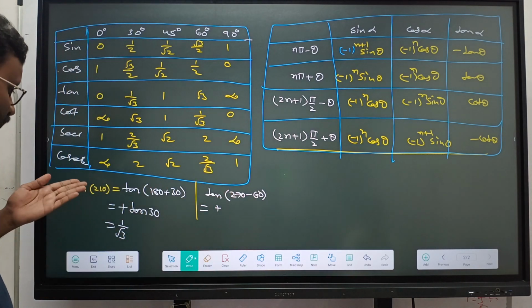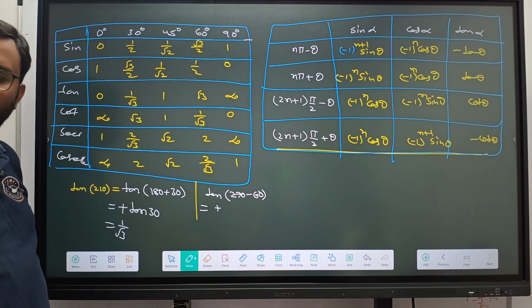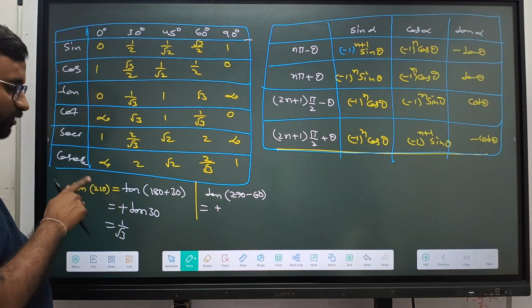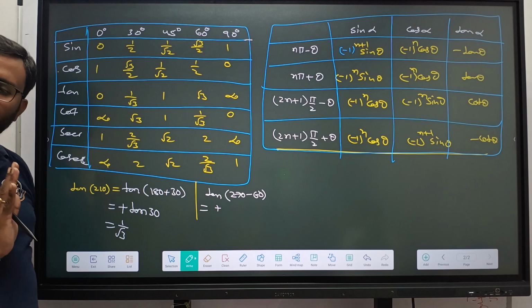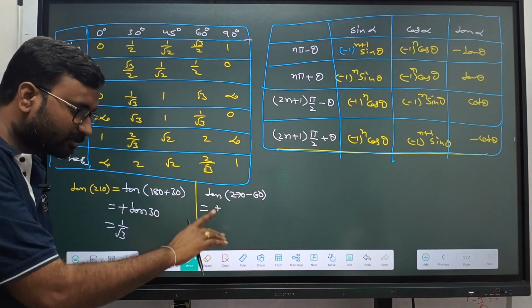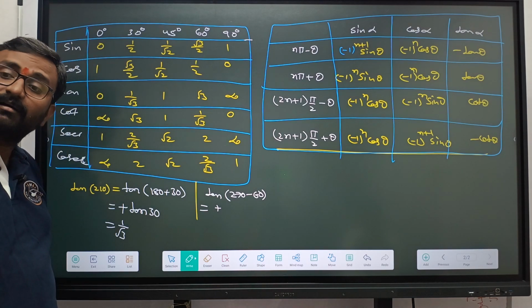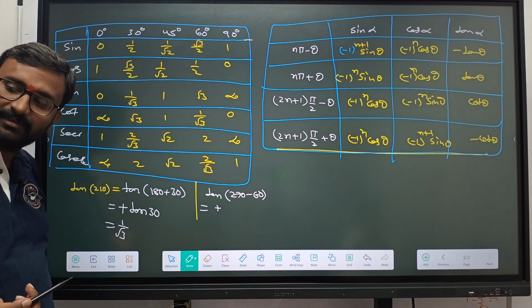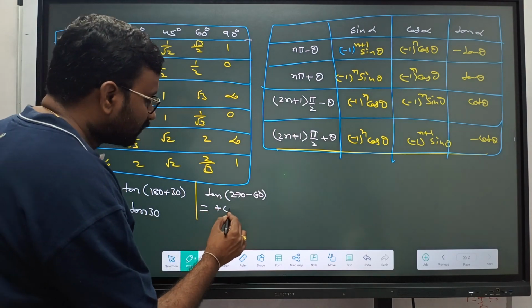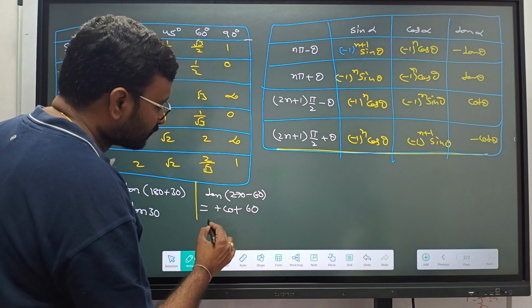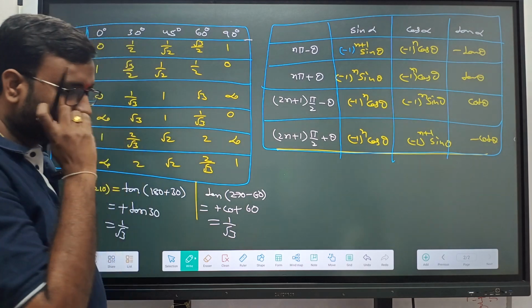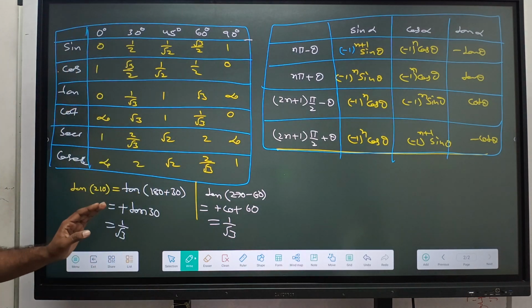270 minus 180 plus both are 210, which is third quadrant only, na? Okay, you can see this one. 210, which quadrant? Third quadrant. In third quadrant, tan positive. Here also tan positive. But 270, which axis? Odd axis. Tan will change like cot. So cot, what is angle? 60. What is cot 60 also? 1. Understand? So you will get same value.